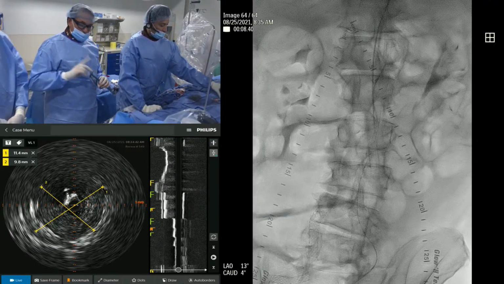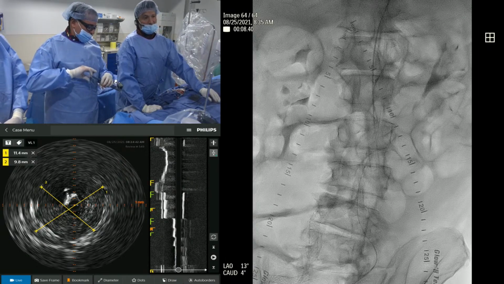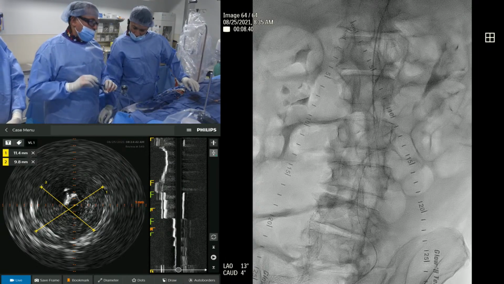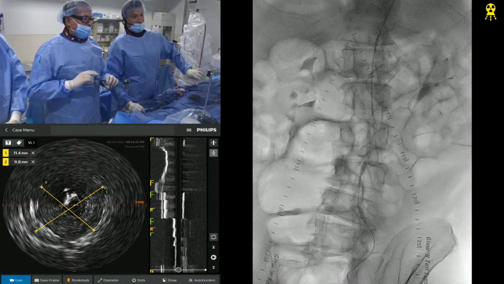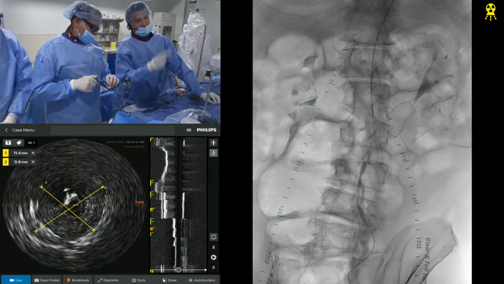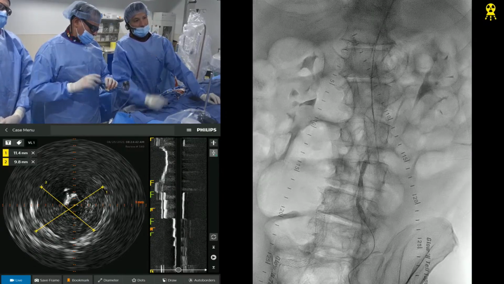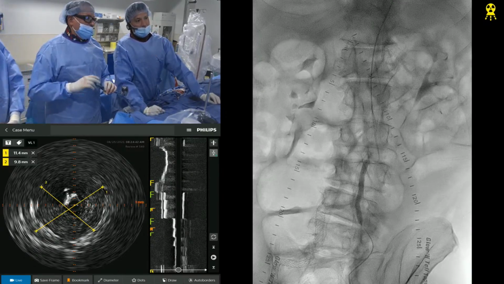So now we're going to go to 2 atmospheres. You can see there's 2 atmospheres here. It's tight. You can see it's very, very tight. Look at that. A napkin ring lesion. There's 2 atmospheres.